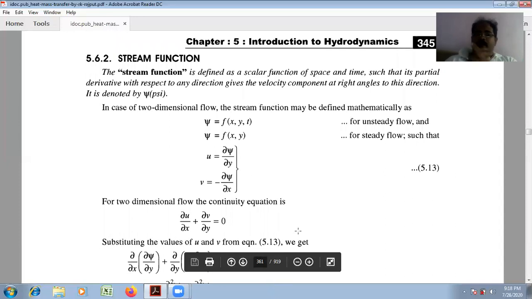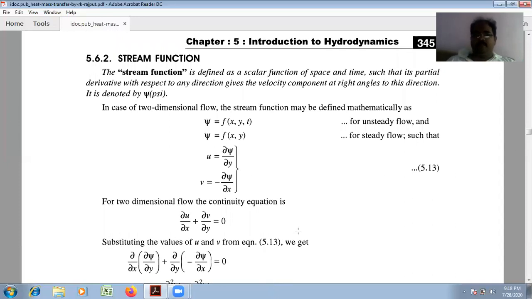Then the next topic is the stream function. The stream function is defined as the scalar function of space and time such that its partial derivative with respect to any direction gives the velocity component at right angle to this direction, and it is denoted by ψ.